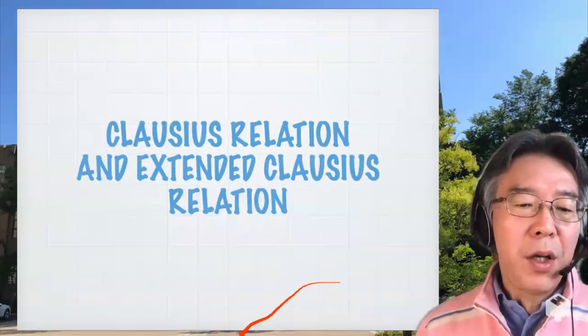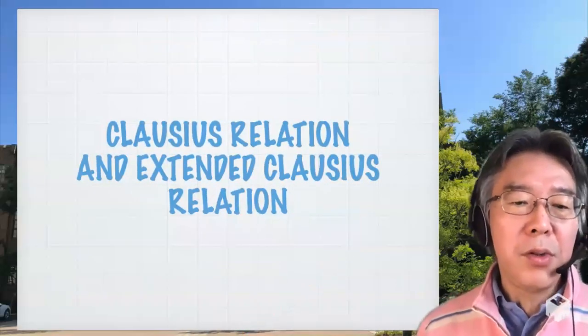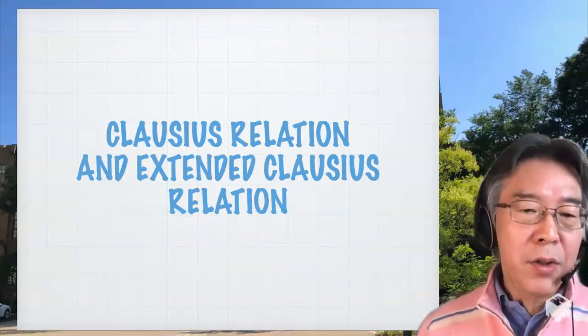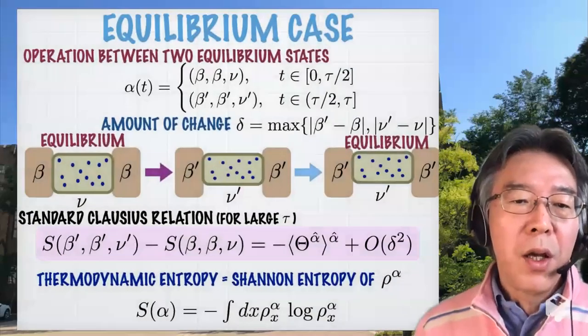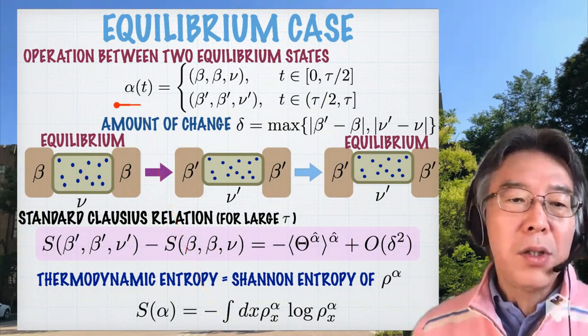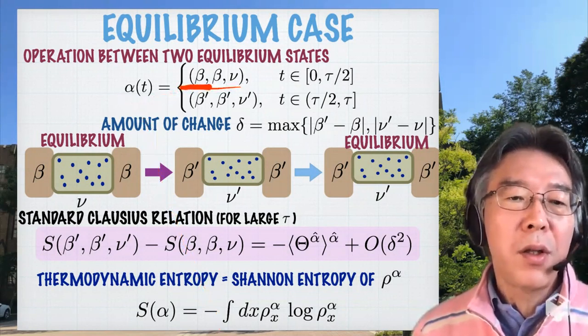And now I'm ready to talk about the Clausius relation, the original Clausius relation, and our extended Clausius relation. So this is the equilibrium case that everybody already knows. This is a simple step protocol. You start from beta, beta, nu. The temperatures are the same, so this is an equilibrium condition.